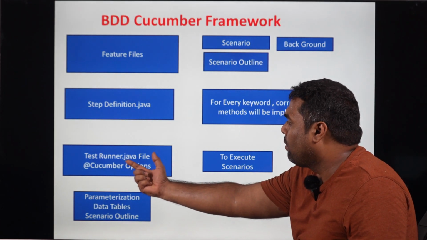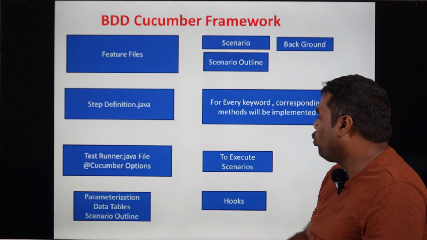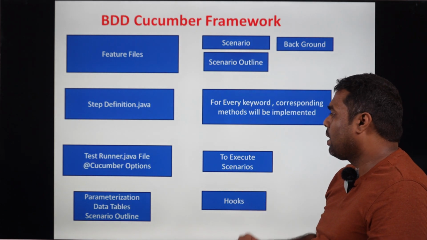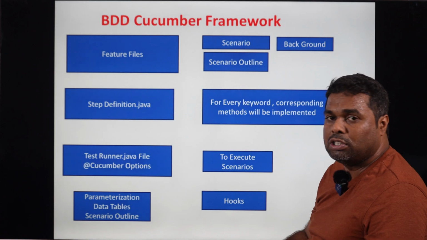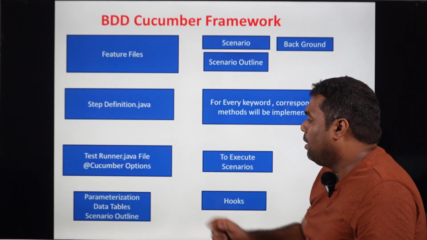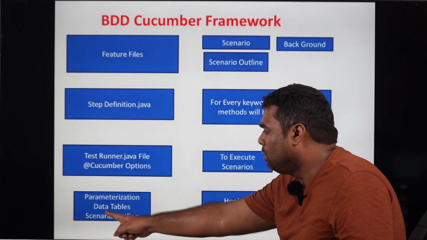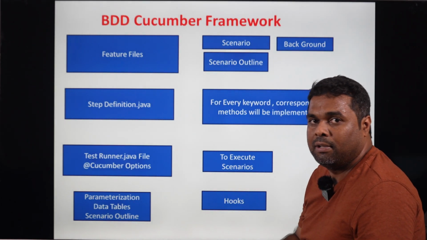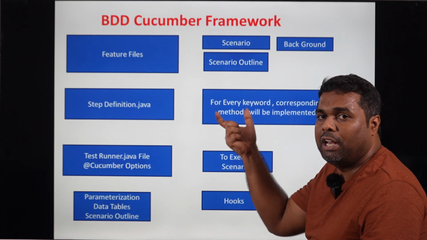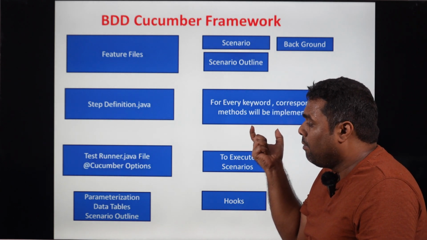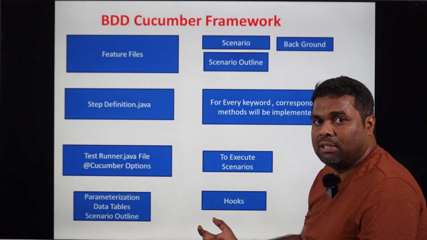And the testrunner.java file is used to execute your feature files, which contains @CucumberOptions. So we can simply use the testrunner.java class file to execute the scenarios; you just need to run the testrunner.java class file. And we can achieve parameterization in Cucumber by using the data tables concept or scenario outline. Because in data tables, for every step you specify the corresponding parameters and input values, whereas in scenario outline, the parameter values are defined under the examples section.